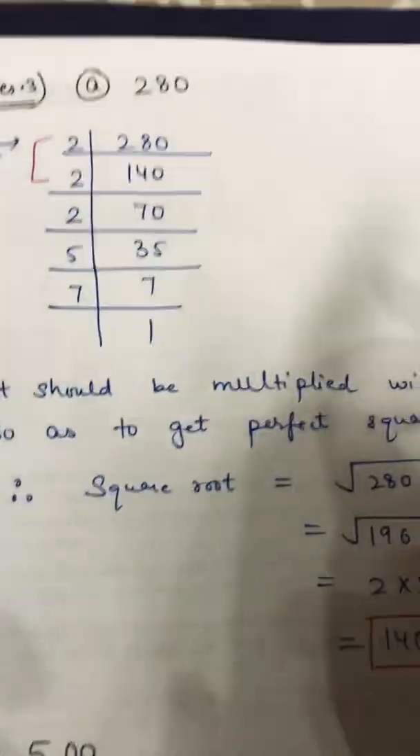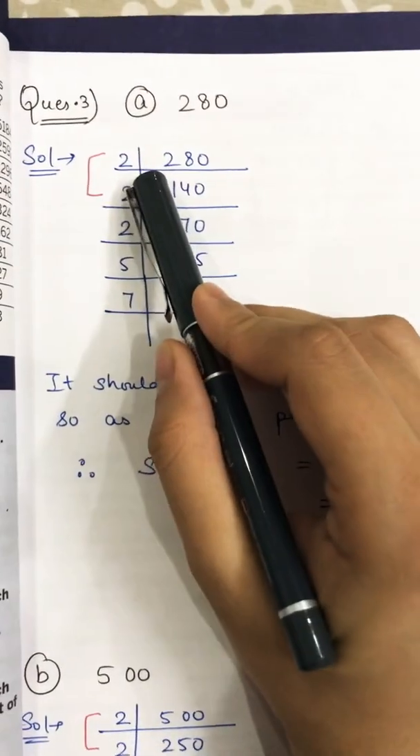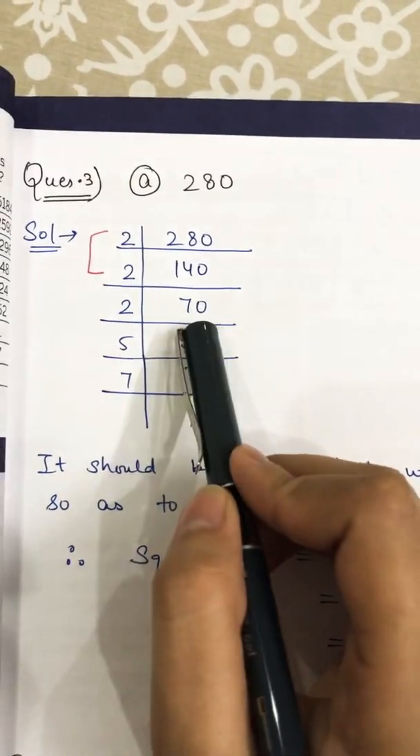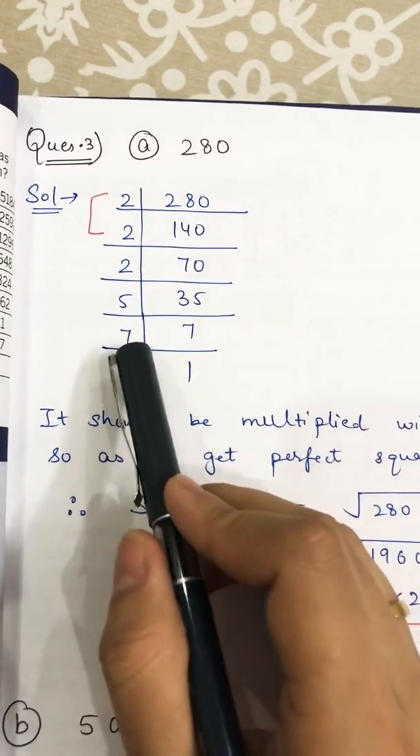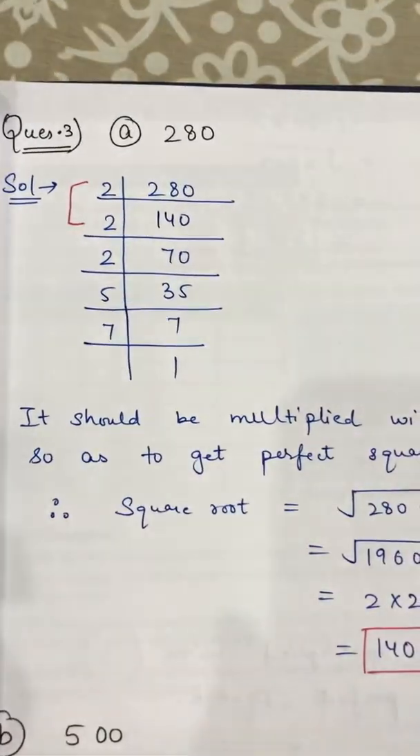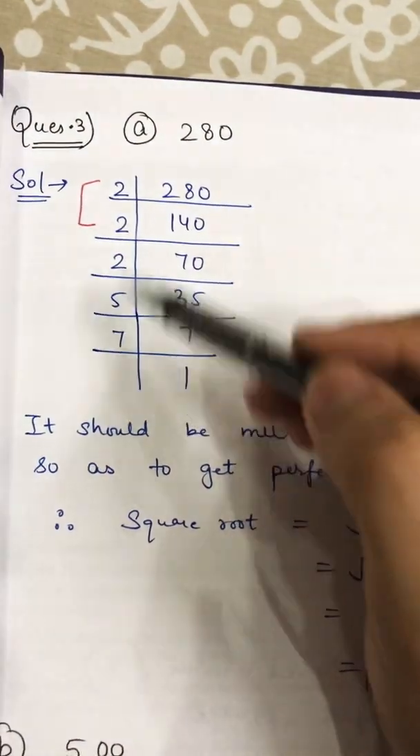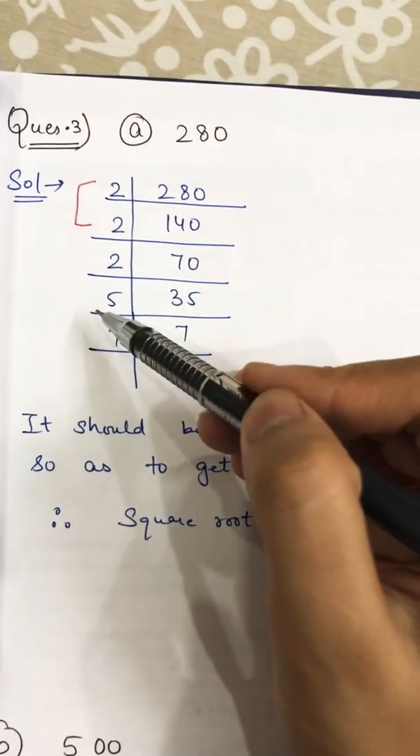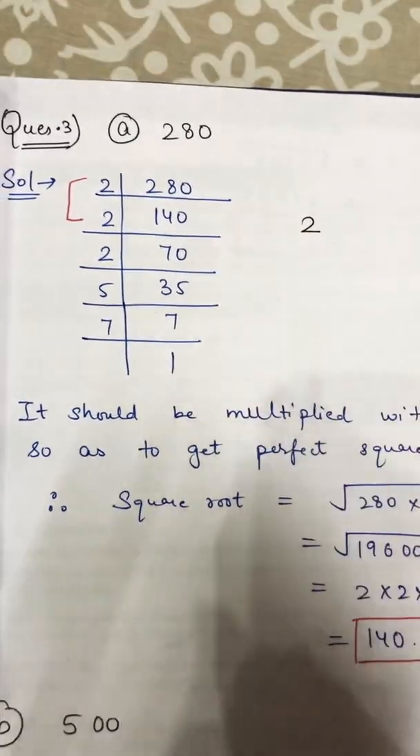Okay, now see, this is part A, 280. First of all, go with the LCM method. So 280 will go on 2 table, then again 2 table, then again 2 table, then 5 table, then 7 table. Now how many numbers are in pairs? We have only one pair, 2. The rest are single.